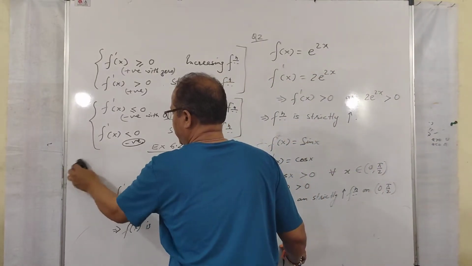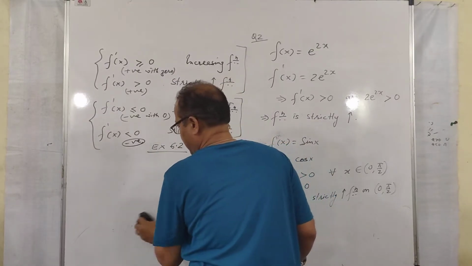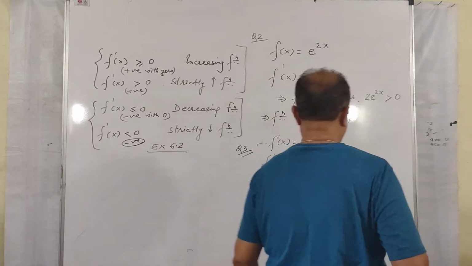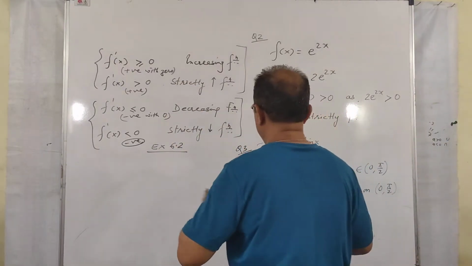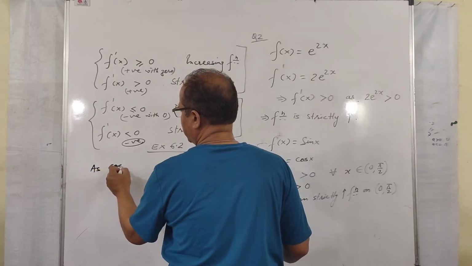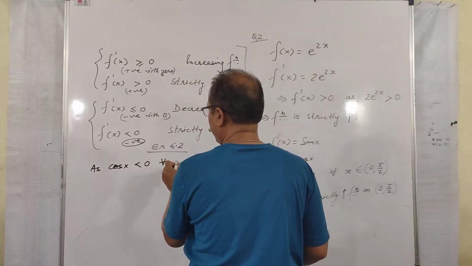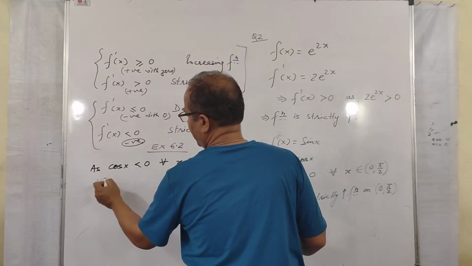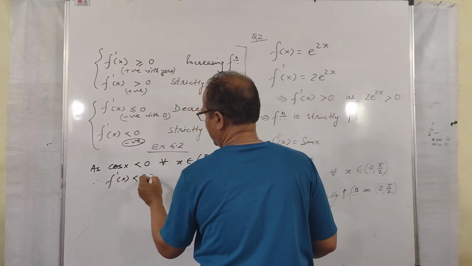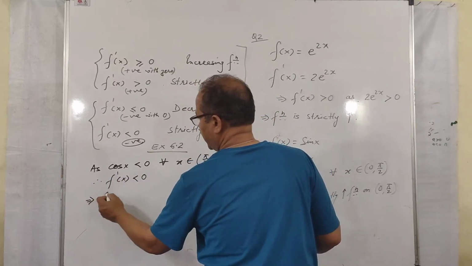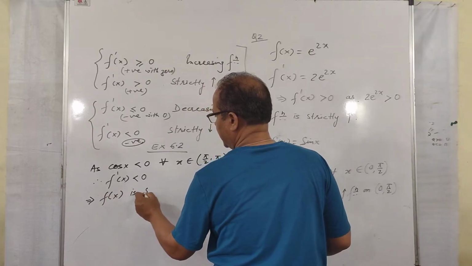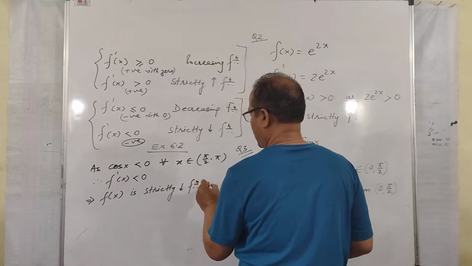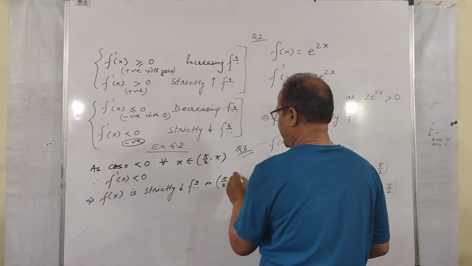For the second quadrant, now we know that cos x is negative in the second quadrant. So it will be proved as decreasing, as cos x is less than 0 for all x belongs to pi by 2 to pi. Therefore, f dash x is less than 0. Less than 0, this implies that f x is a strictly decreasing function on pi by 2 to pi.